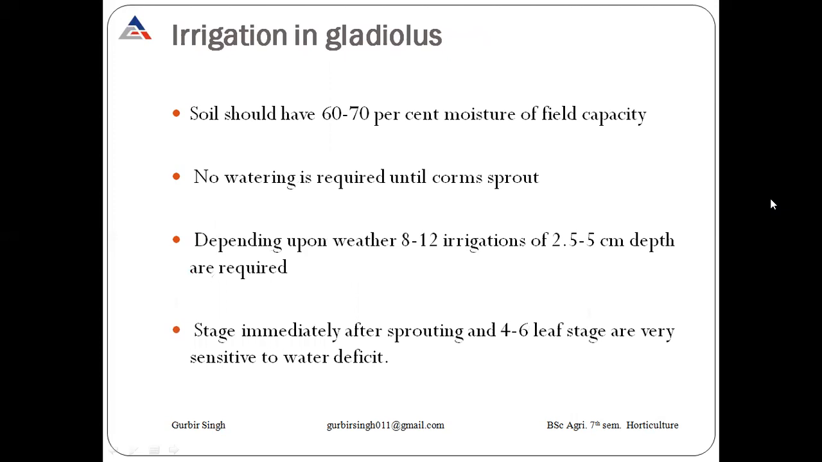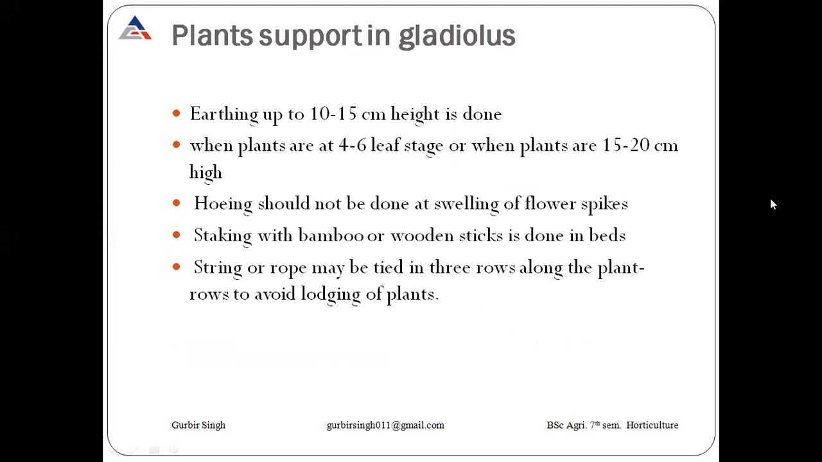Next is irrigation. Soil should have 60 to 70% moisture of field capacity. No watering is required until corm sprout. Depending on weather, 8 to 12 irrigations of 2.5 to 5 centimeter depth are required. Stages immediately after sprouting, and 4 to 6 leaf stages are very sensitive to water deficit.